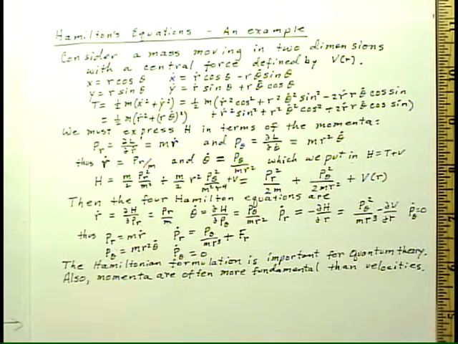The Hamiltonian formulation is very important in quantum theory, and the momenta in general are much more important than the velocities are in physics. So it's very important that we have a feeling not only for the Lagrangian, but also for the Hamiltonian equations of motion. Here they are given in a simple example.